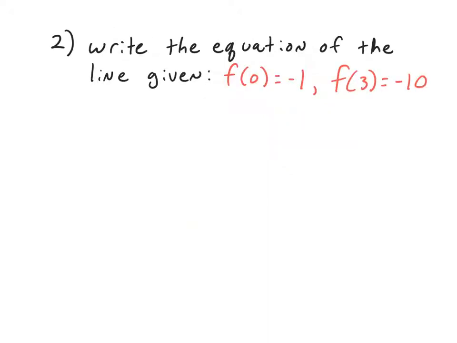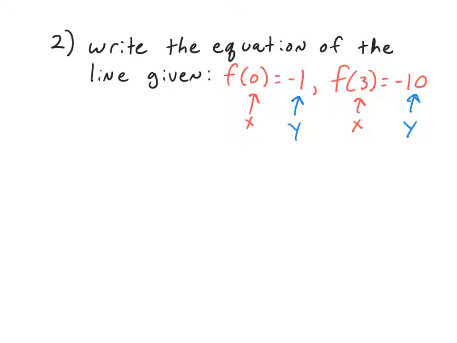On number 2, it's asking us to write the equation of the line given, and they're giving us the points in function notation this time. So the thing is, these are our x values, and these are our y values. So we really just have 2 points. And we know what to do for 2 points. When we have 2 points for a line, we're trying to find the equation. We do the slope, and then we find the y-intercept.